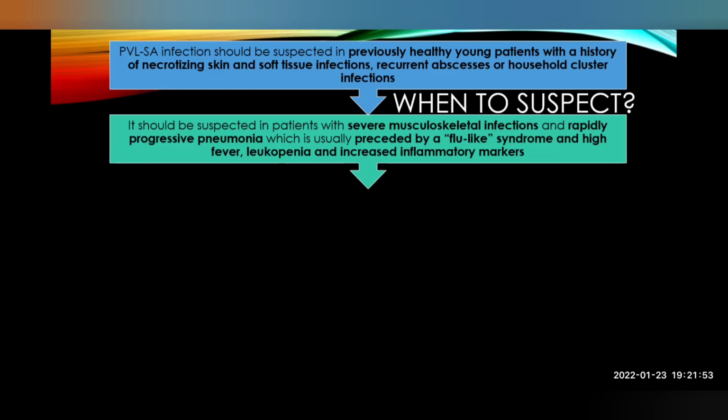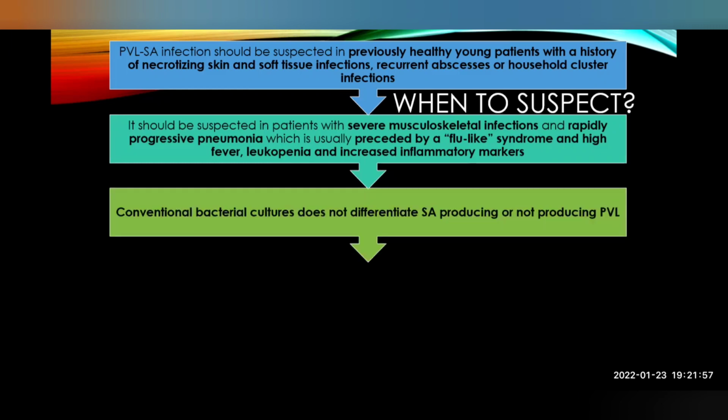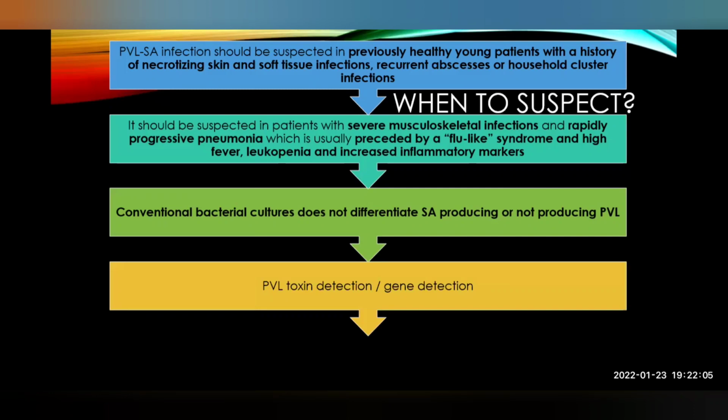So in this situation, you should be highly suspicious and you should look for this. And conventional bacterial cultures which you send will not differentiate PVL producing Staphylococcus aureus from others. It is necessary that you do PVL toxin detection or the gene detection. And how will you do this? It is essentially by a PCR in most places.